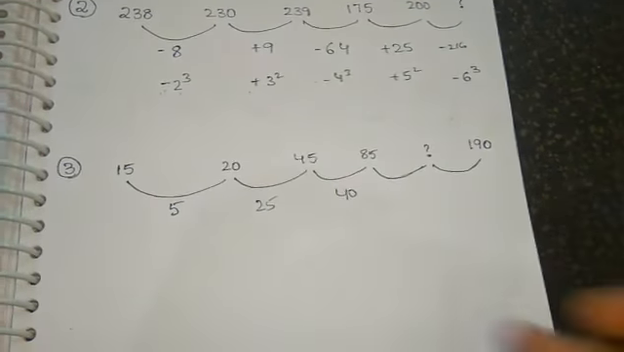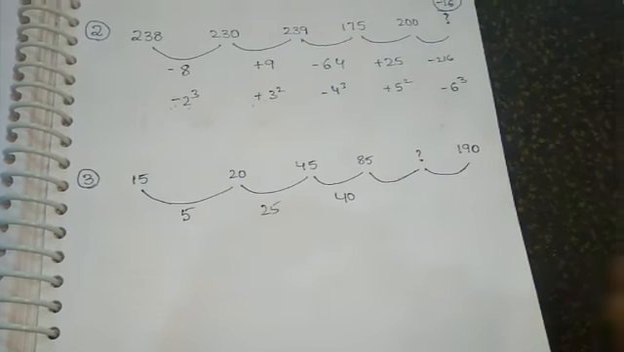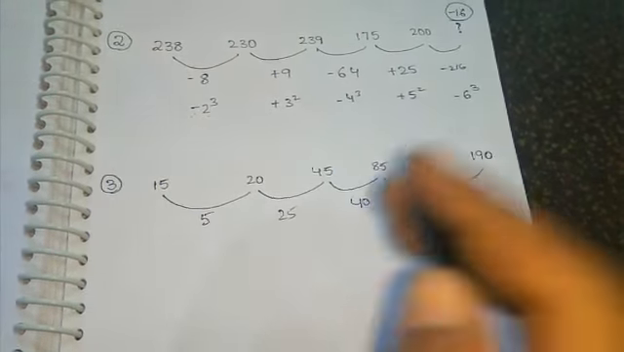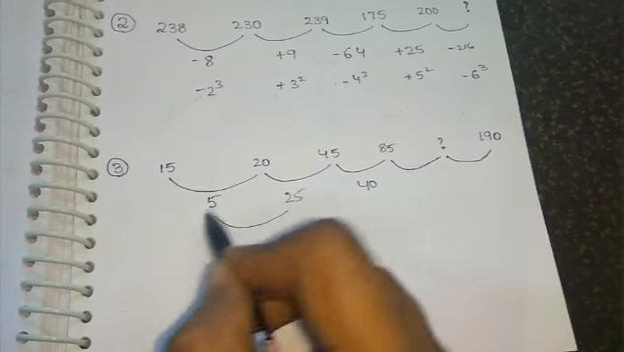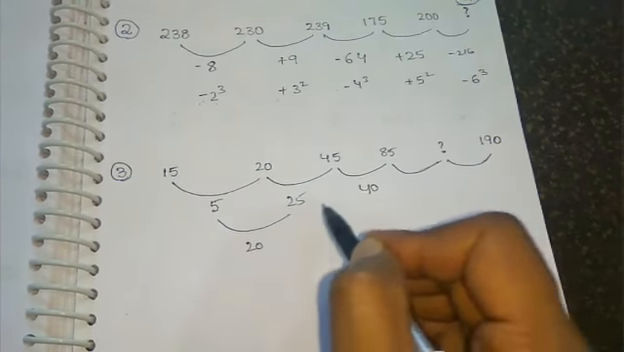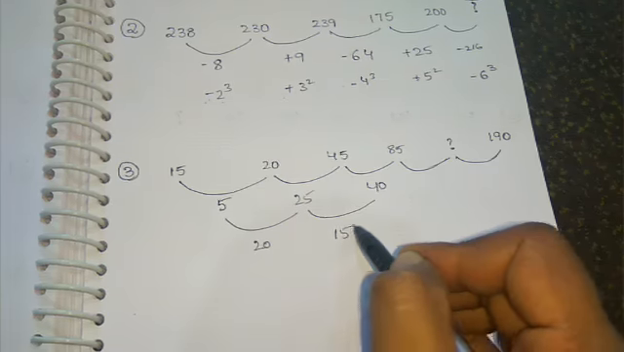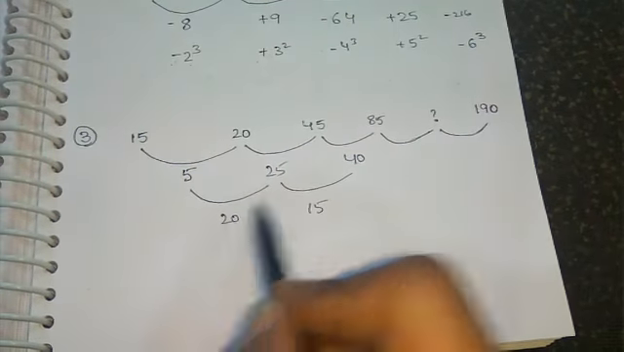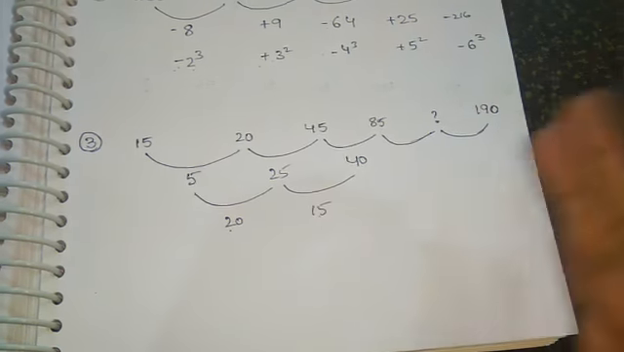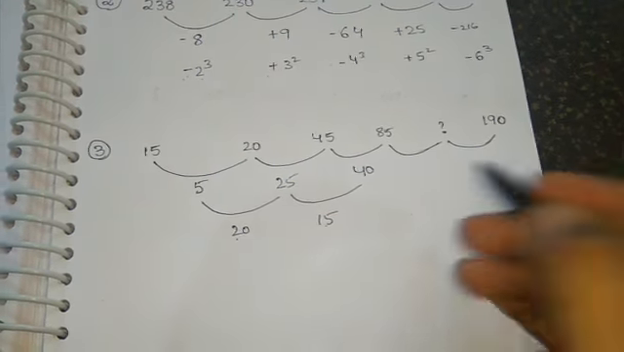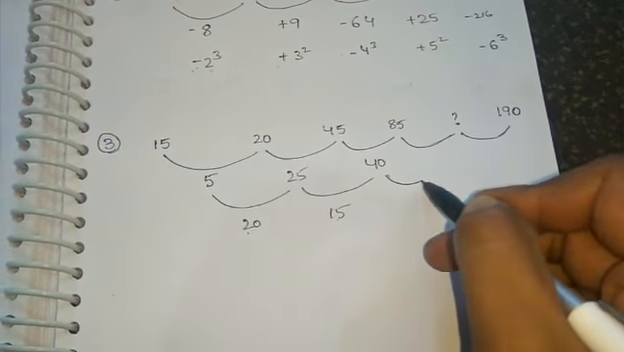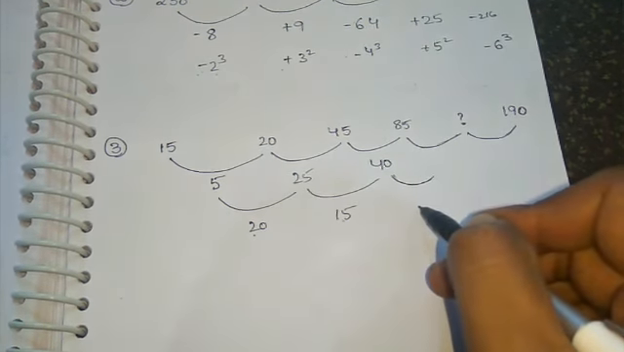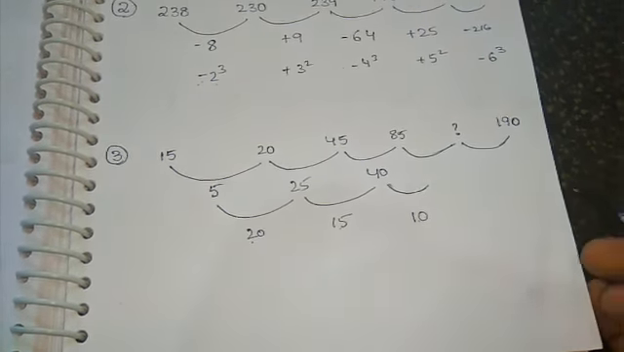5, 25, 40. We can't find any logic here. So what we should do? We should again find the difference. 5, 25, it is 20. 25 and 40, it is 15. There is a chance that 20, 15 and the next one can be 10. We should go to that chance. We should use that chance. So 25, 20, 15 and the next one will be 10.